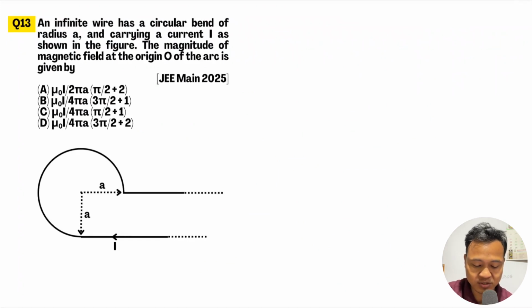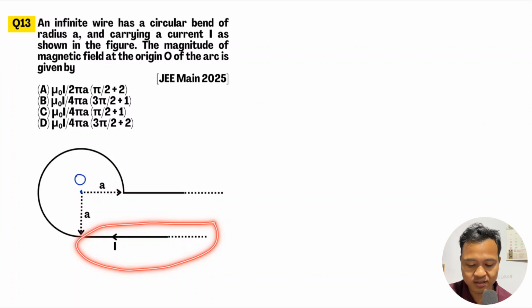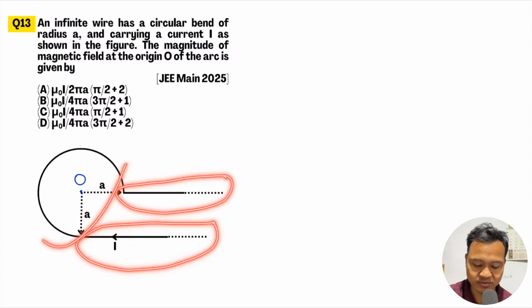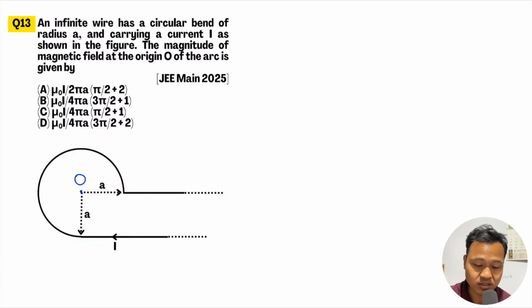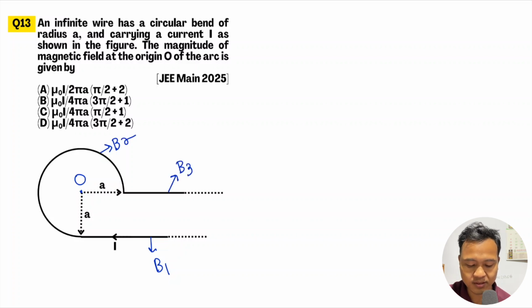Infinite wire has a circular bend of radius A and carrying current I as shown in the figure. The magnitude of magnetic field at O. So here you have a semi-infinite wire, and here you have a part of a loop. So that means there are 3 parts. Let's say this is B1, the part of a loop is B2, and this is B3.